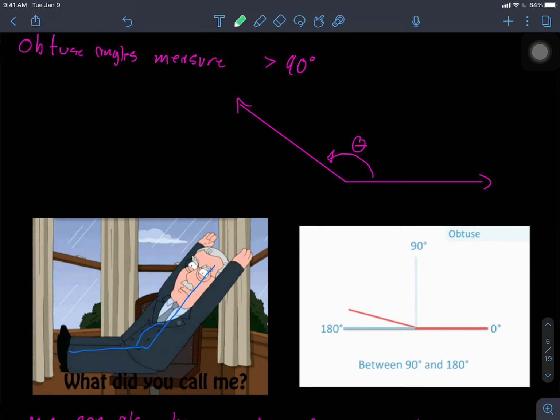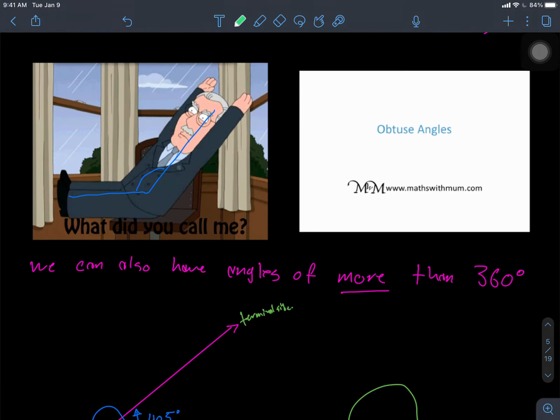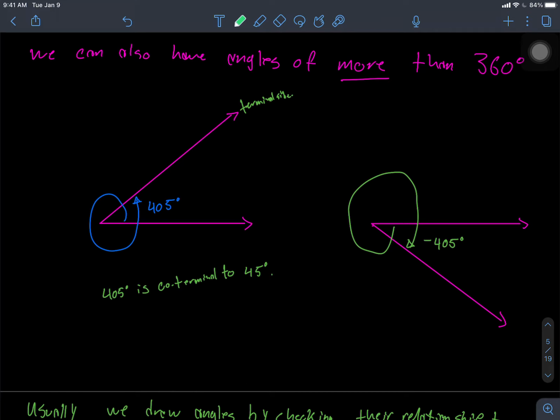Okay, so here's a picture of this guy, and he's kind of lying down in an obtuse angle. All right, so we can also have angles of more than 360 degrees. This is no problem. We can still do this.